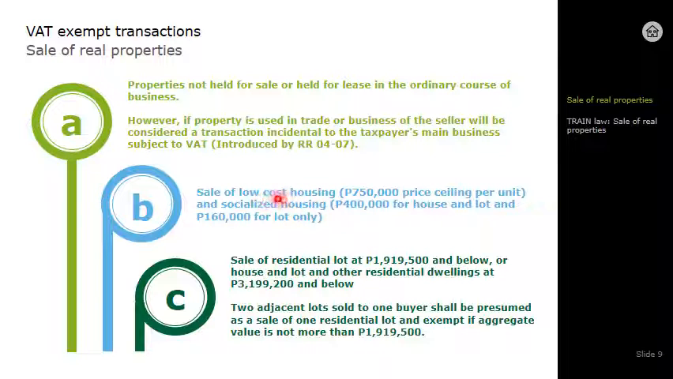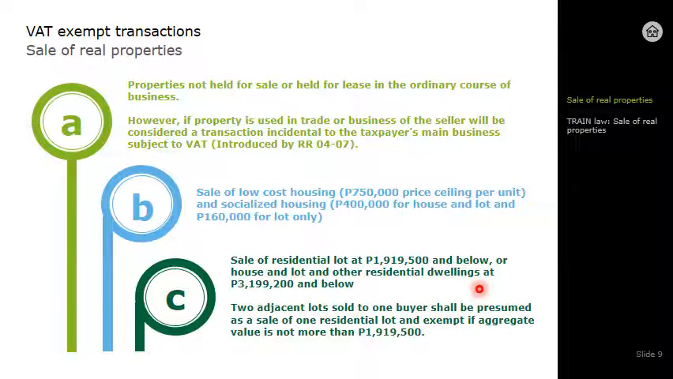Kapag sale of low-cost housing, 750,000 pababa, exempt. More than 750,000, battable na. Yun namang socialized housing, 400,000 for house and lot, and 160,000 for lot only. What do we mean by that? 400,000 house and lot, pababa, exempt. More than 400,000 house and lot, battable. Lot only, 160,000 pababa, exempt. More than 160, battable. So, pag low-cost housing tsaka socialized housing.